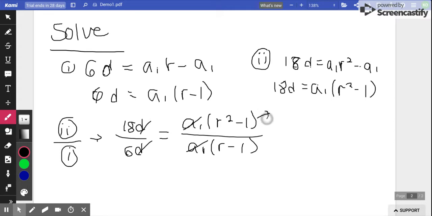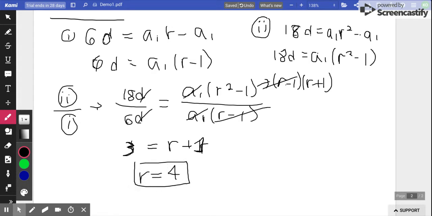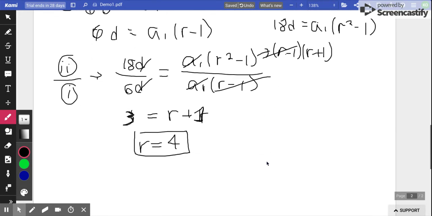On the top here is actually R minus 1 times R plus 1, which means that this is going to cancel out. So we don't even have anything at the denominator left. 18 divided by 6 is 3. Let's just write that. Equals R plus 1. That's all that's left. R plus 1, that's a 1, which means that R is actually equal to 4. Ta-da! So this is quite convenient because we only have one answer, and if we have R, we're basically in business.